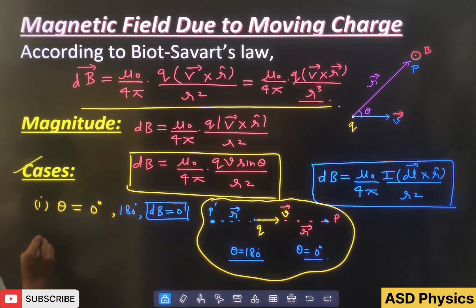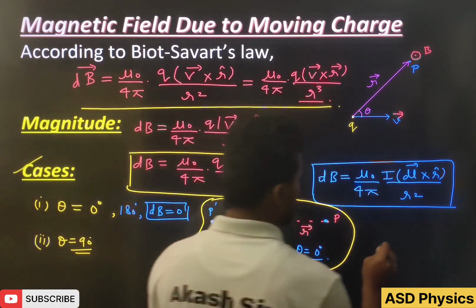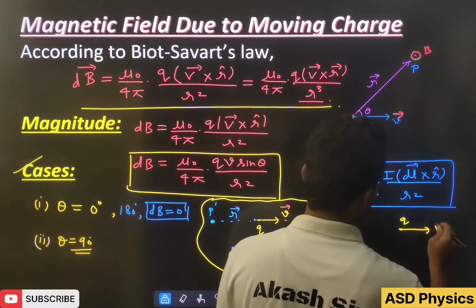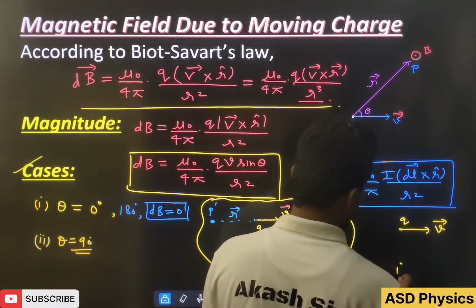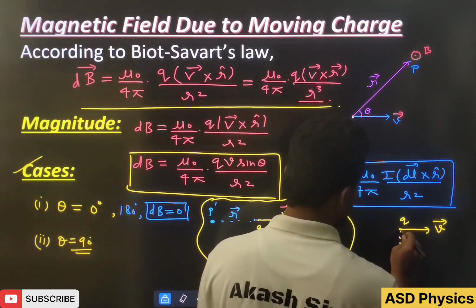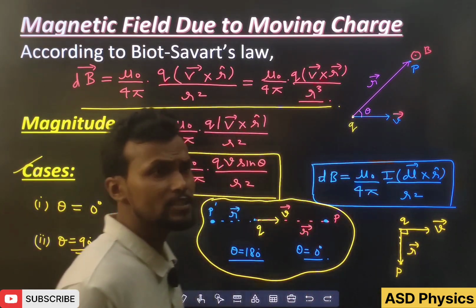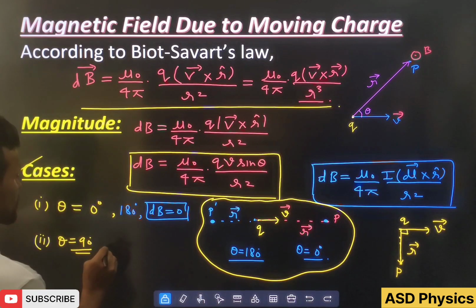Next, if theta equal to 90 degree, in this situation it will be the maximum. Let's take for example, this is Q moving in this direction with velocity V, but I want to calculate the magnetic field here. This is my position vector r. How much angle is there? 90 degree. So in this situation, the formula will come here.